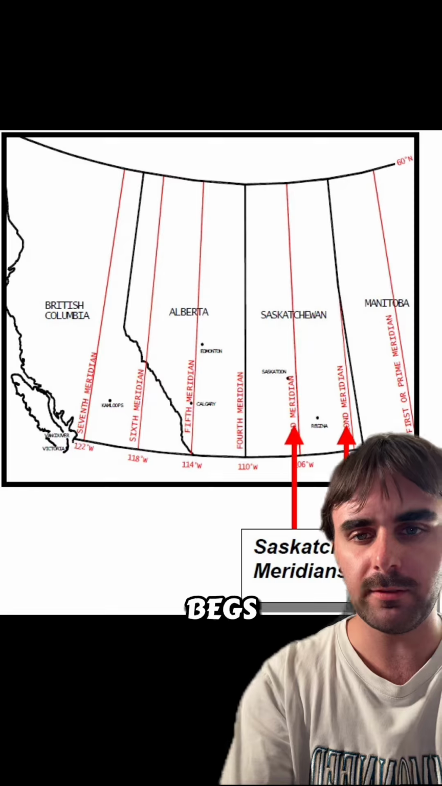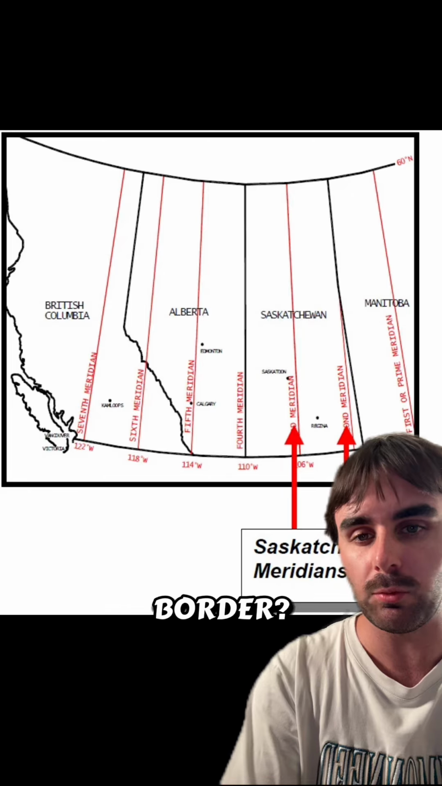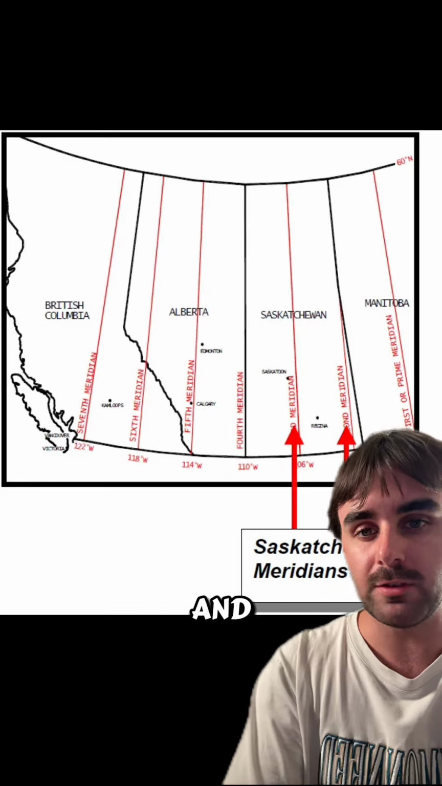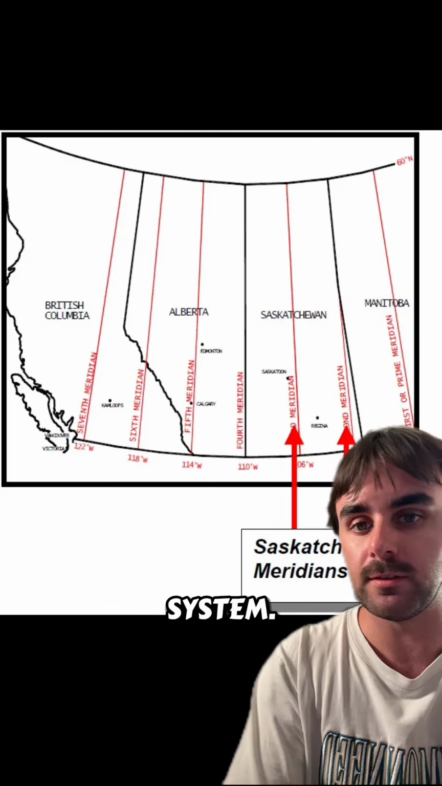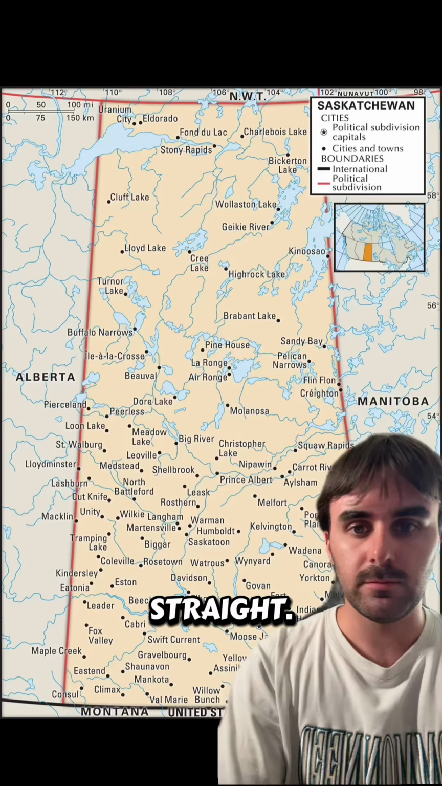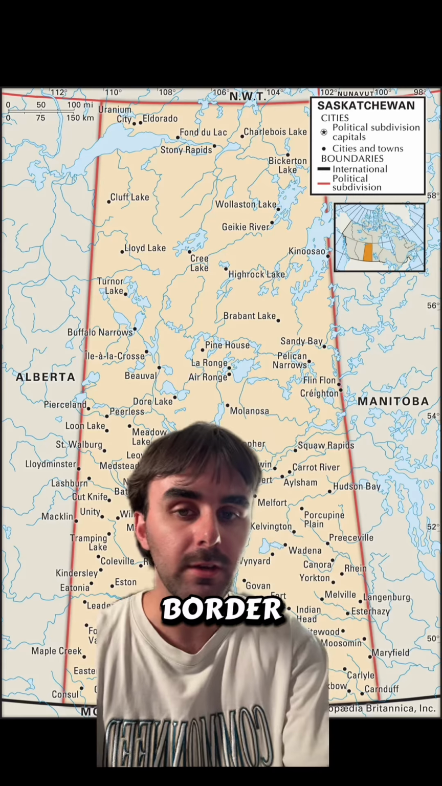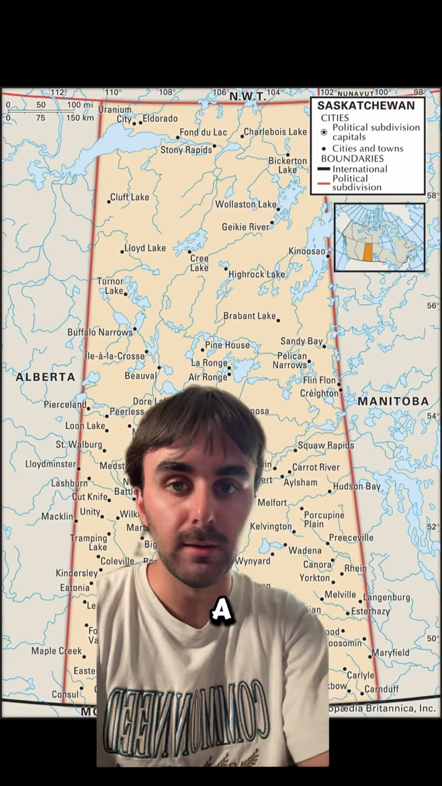So then this begs the question, why does the Alberta side of Saskatchewan have a completely north-south border? Well, it runs along the 110th meridian west, which is one of the reset points in the survey system. And because the grid realigns there, the border stays perfectly straight. So the Manitoba-Saskatchewan border isn't crooked by accident. I guess that you could just say it's a dated solution in a modern world.